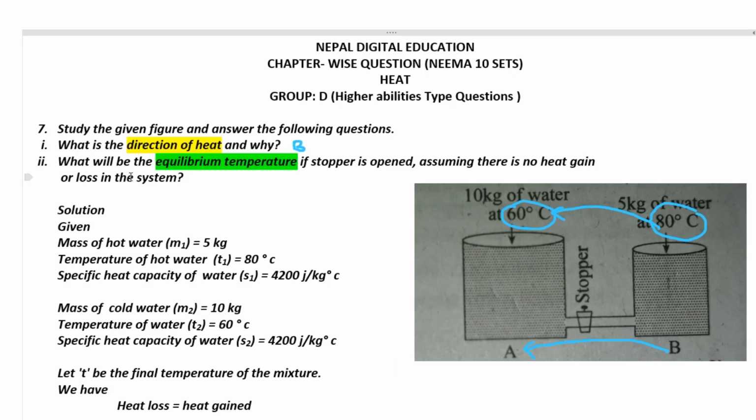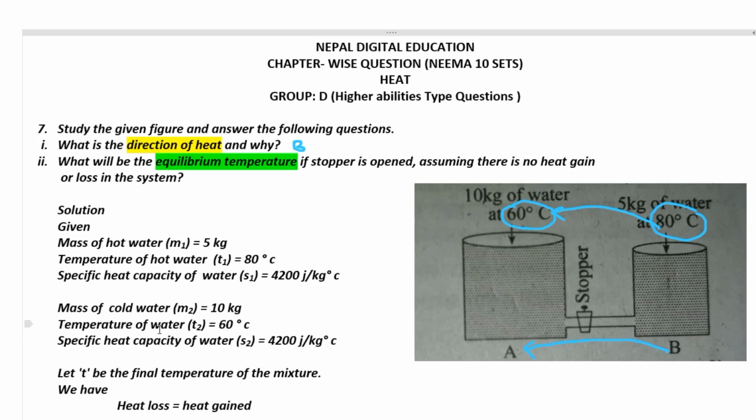And what will be the equilibrium temperature if a stopper is opened, assuming there is no heat gain or loss? So here in B we have 5 kg at 80 degrees Celsius, this is hot water, and the specific heat capacity of water is 4200 joule per kg degree Celsius. In A we have 10 kg of water at 60 degrees Celsius, with the same specific heat capacity 4200, and let the final temperature be T.